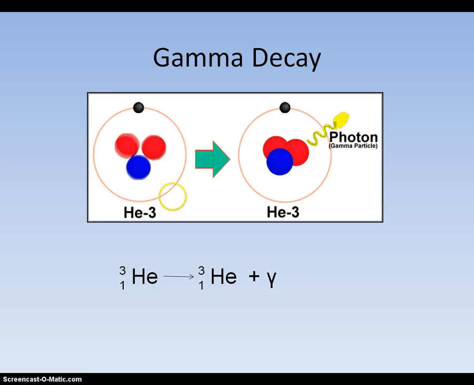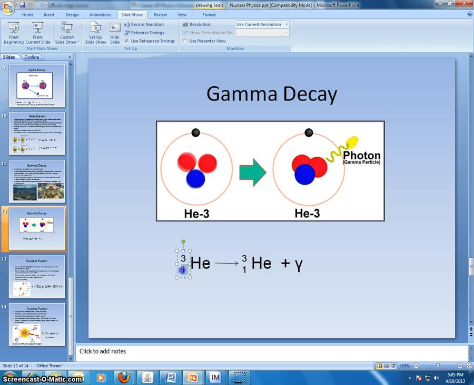Essentially what we want to notice here is that you are going from helium, and you're staying helium, but you're moving into a state in which you're lower energy. So somehow that energy needs to be released, and it's released in the form of a gamma particle, which we represent with this Greek letter. Let me just go ahead and change this. This should be a 2, and this should be a 2.